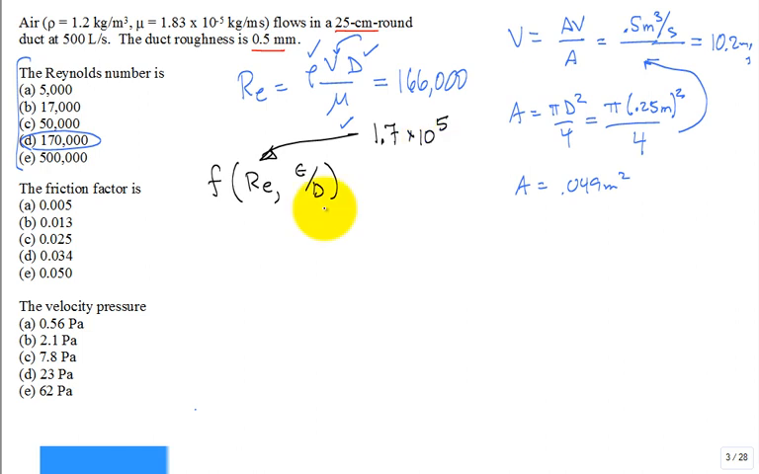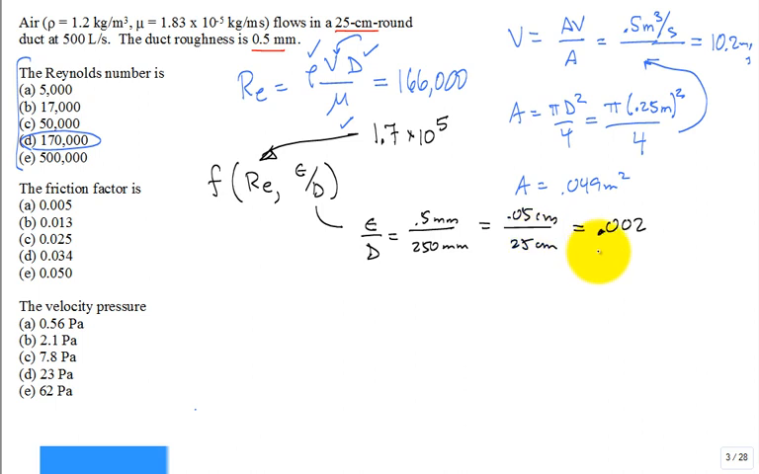And now I have to calculate the relative roughness. The epsilon divided by diameter, as long as they're in the same length scale, I could put 0.5 millimeter divided by 250 millimeter, or put it as 0.05 centimeters divided by 25 centimeters, or millimeter over meter, whatever it is, but what 0.002. So now let's go to the Moody diagram.